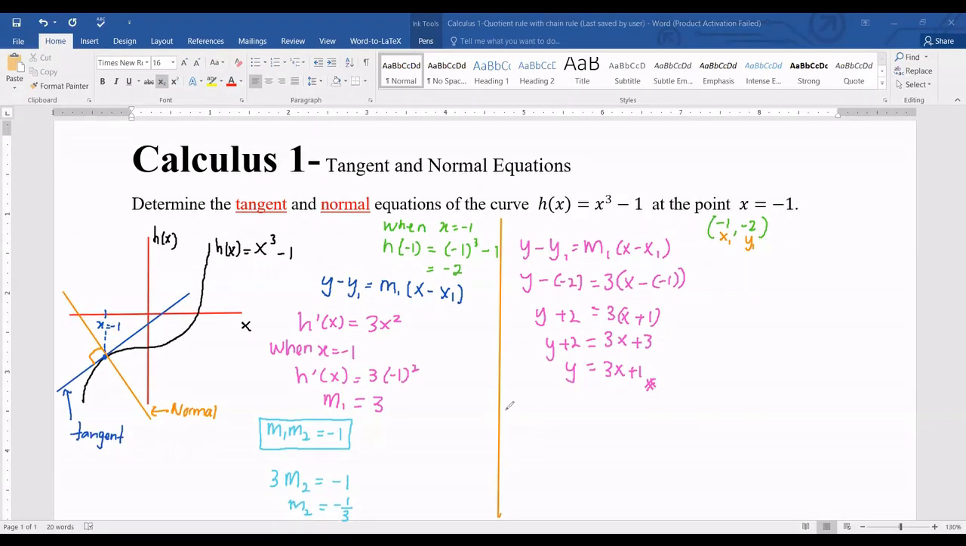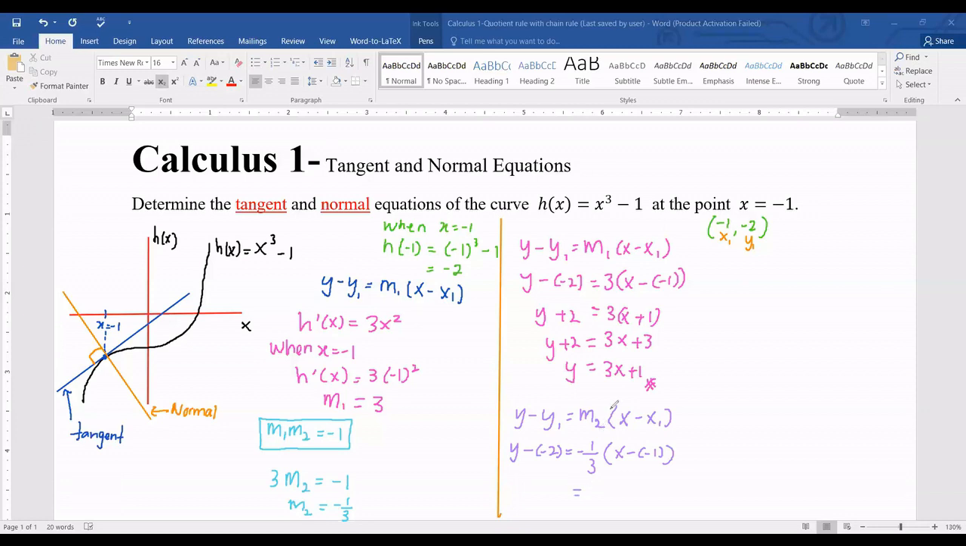Next step is you're going to determine the equation of the normal. So again, we rewrite the formula y minus y1 equals m2. Now we need to change the gradient to m2, and the x component is x minus x1. So we do the same things as we did for the tangent equation. So y minus y1, we know that is minus 2. And m2, we know that is minus 1 over 3. And x1 is minus 1.